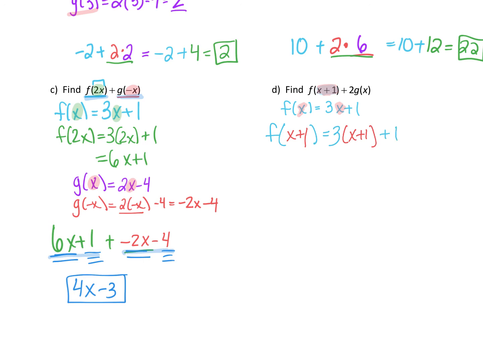So to simplify this, I'd want to distribute. I get 3x plus 3 plus 1. And so I would get 3x plus 4. All right, so that's just this first part. That now I'm going to end up adding to 2 times. So I'm going to have 3x plus 4 plus 2 times whatever g of x is.